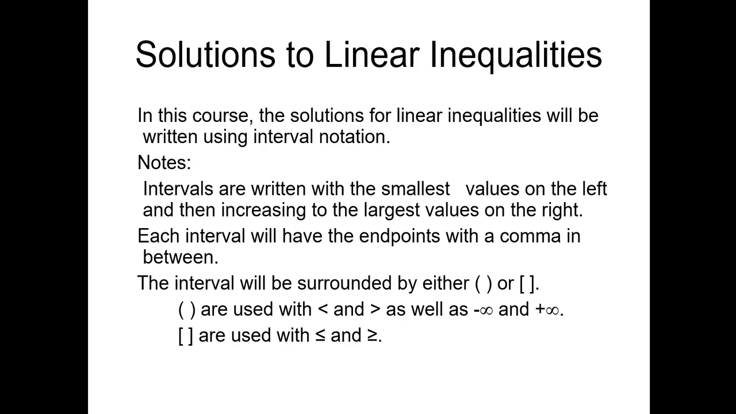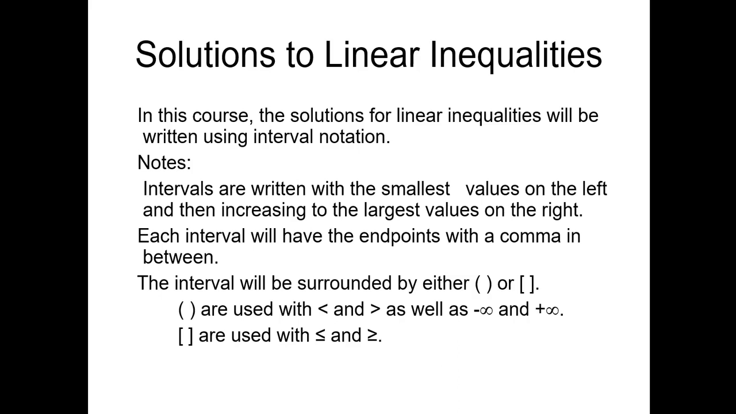And the interval will have your extreme endpoints. So it'll have your leftmost value, your rightmost value, with a comma in between. So it's going to look kind of like an ordered pair, but the context of it will tell you it's an interval. And then you'll either use parentheses or brackets around it. If you have a less than or greater than sign, or if you have negative infinity or positive infinity, you'll always use parentheses. And if you have less than or equal to, or greater than or equal to, then you'll use brackets. Because the brackets are saying that the endpoints are included.